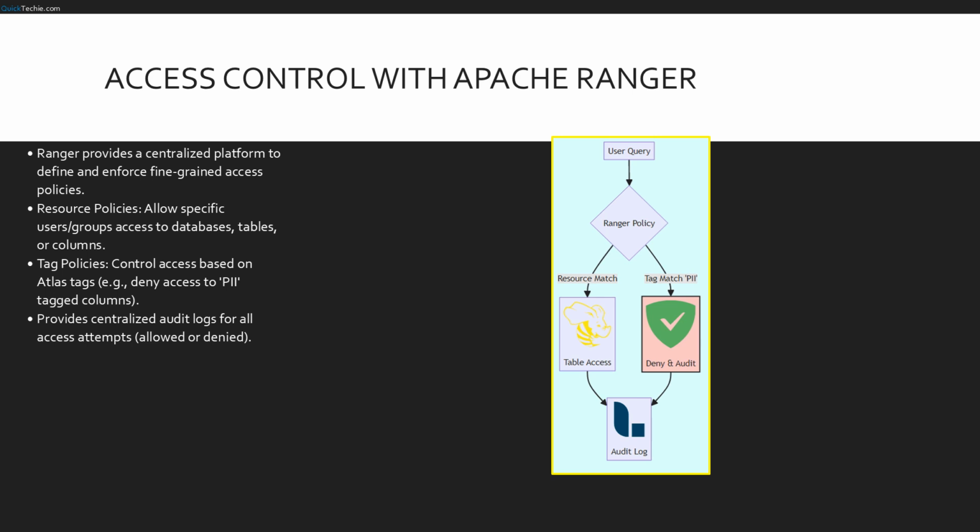Here's the Ranger decision flow. A user query enters the system, Ranger checks its policies. Path 1, if it matches an allowed resource policy, table access is granted. Path 2, if the data is tagged PII and the user lacks clearance, access is denied. In both cases, the result is written to the central audit log for compliance review.